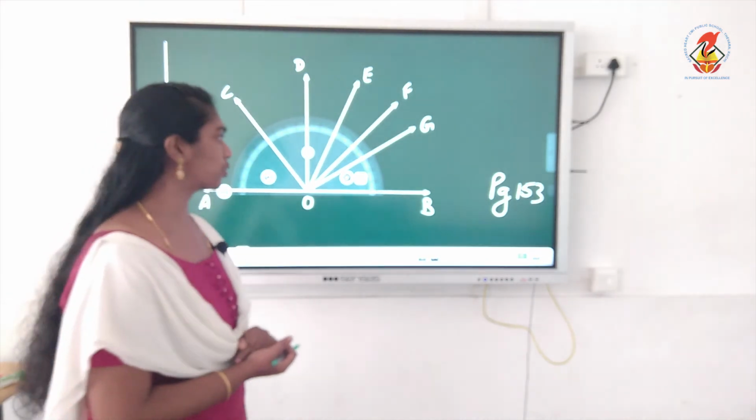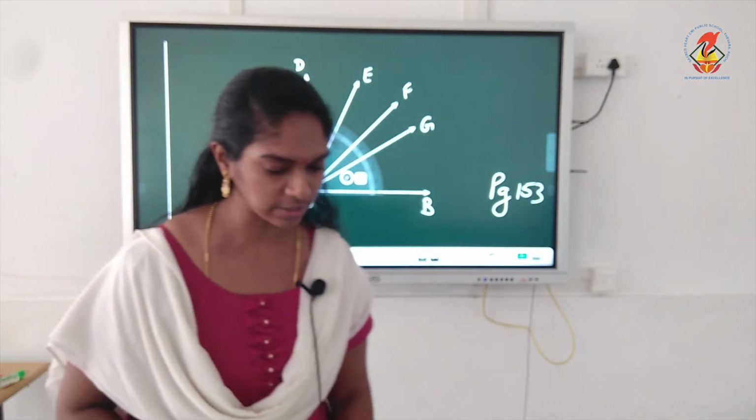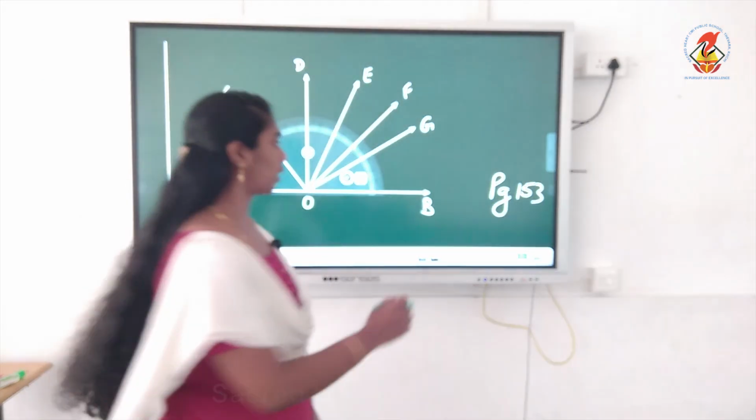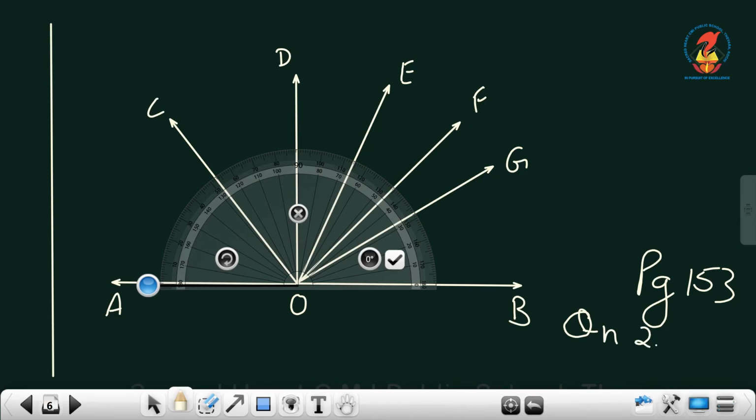Okay, children? So there are 3 homeworks in the textbook. Page 153, questions 2, 3 and 4, and question 5 on the next page.